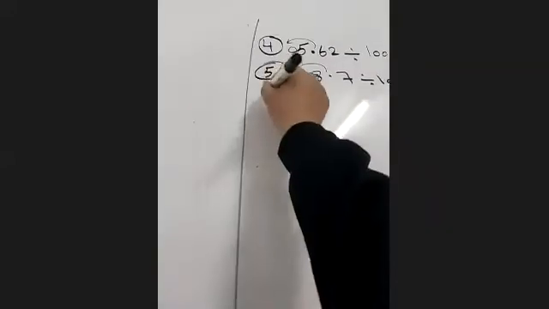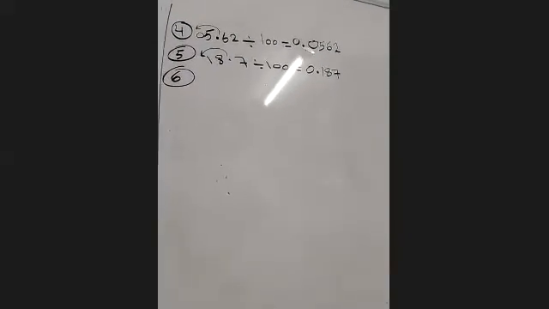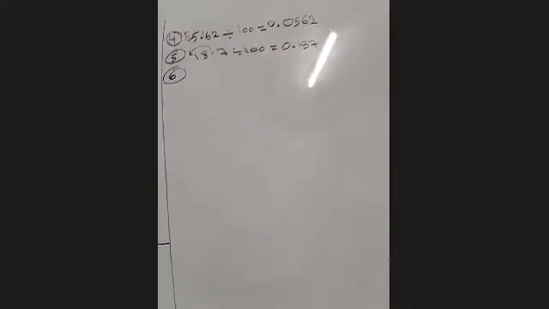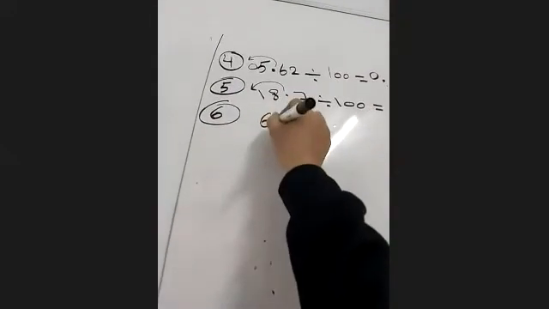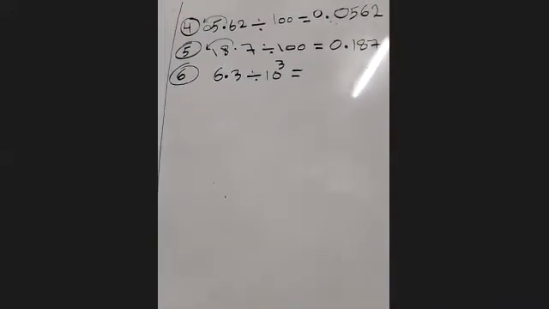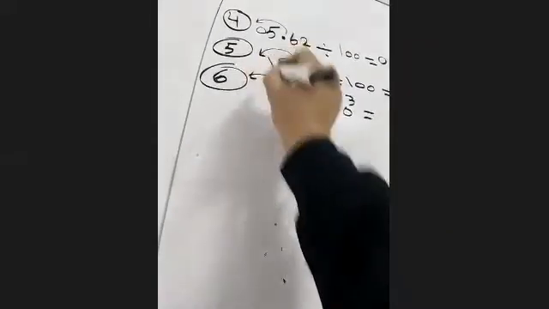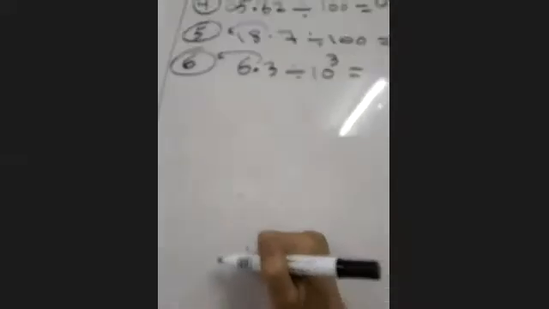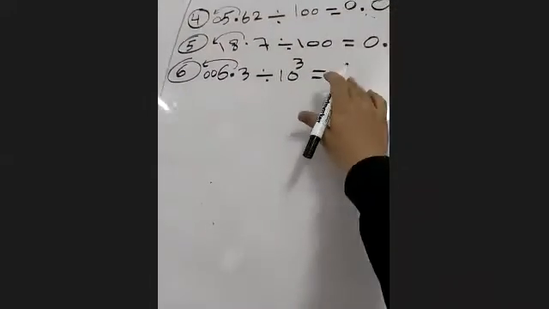Question 6. Ziad. Hello, Mr. Okay, question 6. 6.3 divided by 10 to the power 3. We will push the decimal 3 digits to the left, but I have only 1 digit. We will put 2 zeros and I put the decimal after them. What's the answer will be?